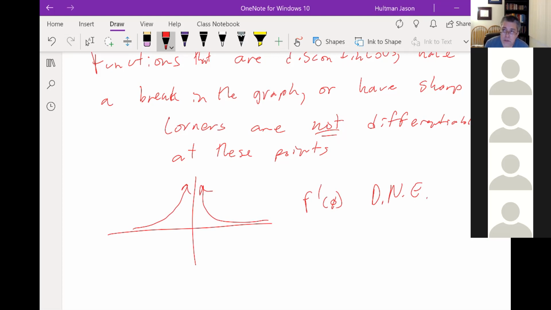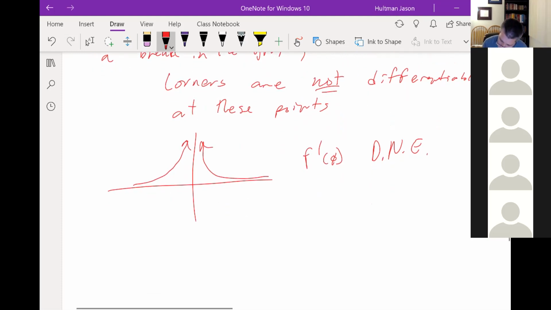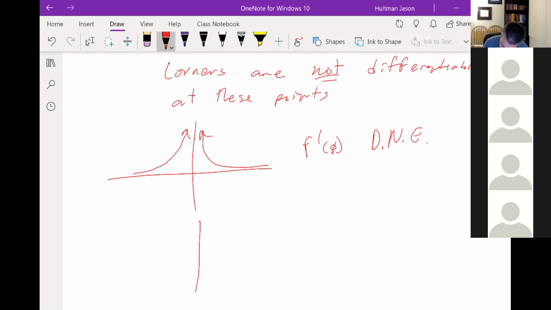Why? Because there's no limit. The limit there goes to infinity at 0. So there's no limit, therefore there's no derivative. If you can't have a limit, you can't have a derivative. What about this one? Why is this one not differentiable at 0? It's continuous, but it has this sharp corner. Why are sharp corners not allowed?